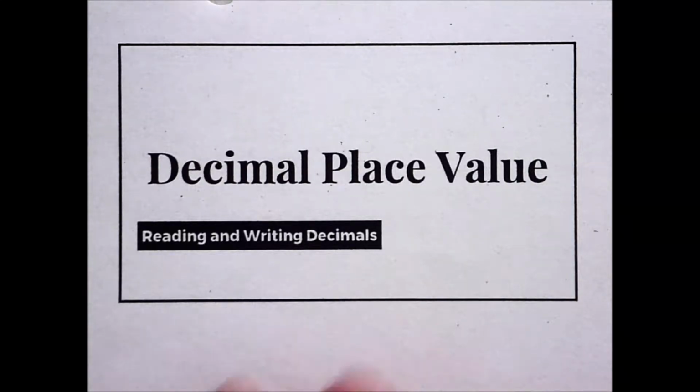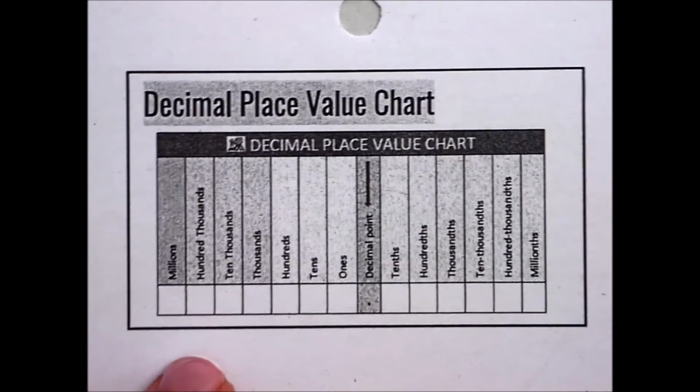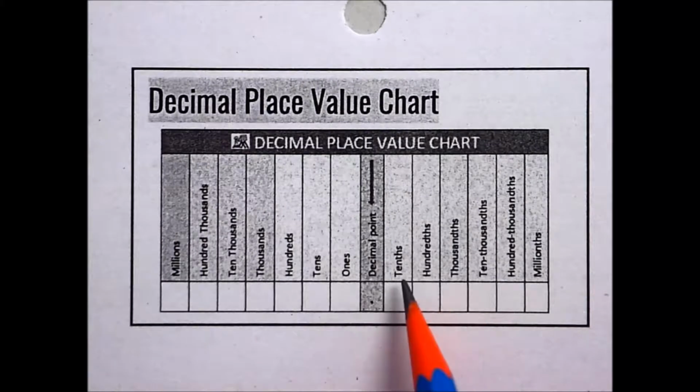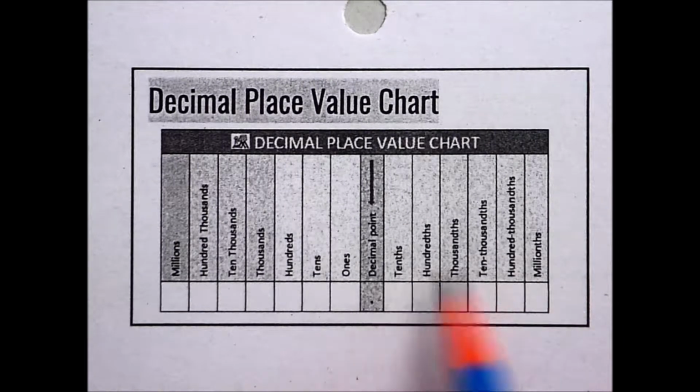Today we're going to take a look at decimal place value. This is an image of a decimal place value chart. Notice we have the whole number values to the left, the decimal point in the middle, and then the fraction or part of a number to the right.